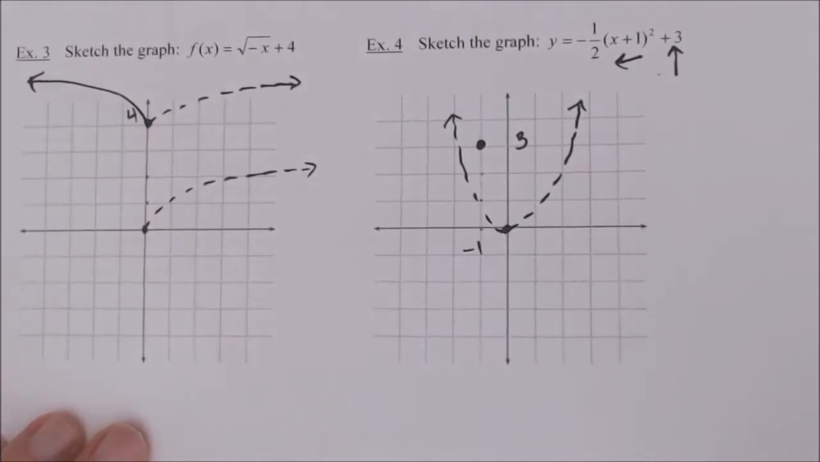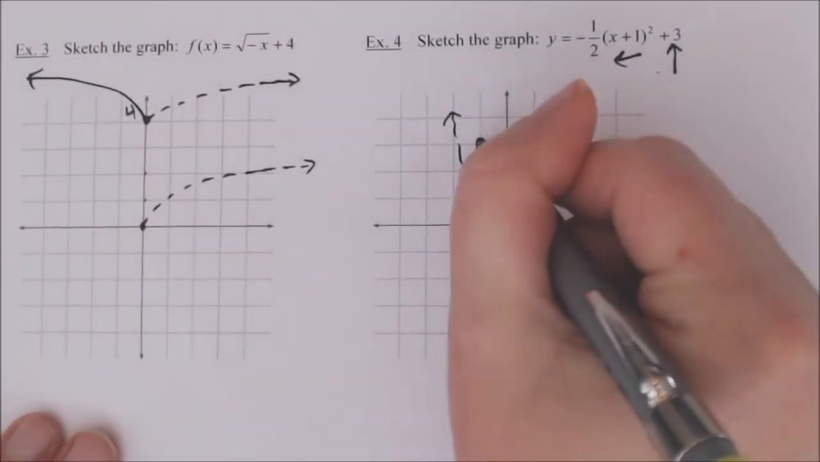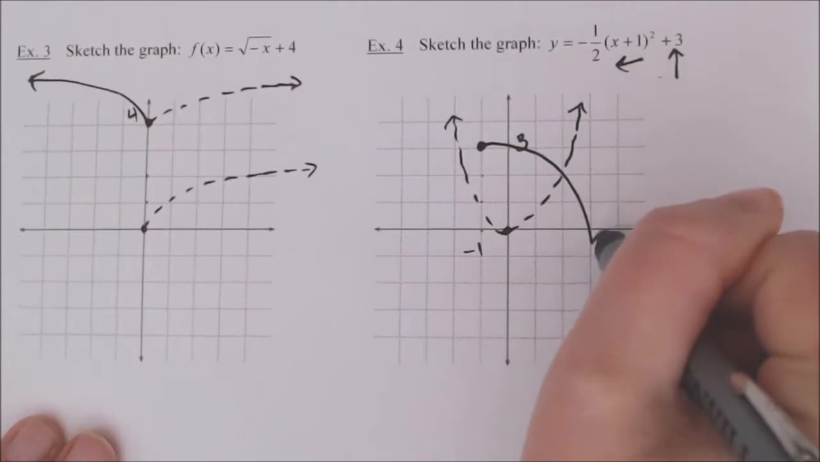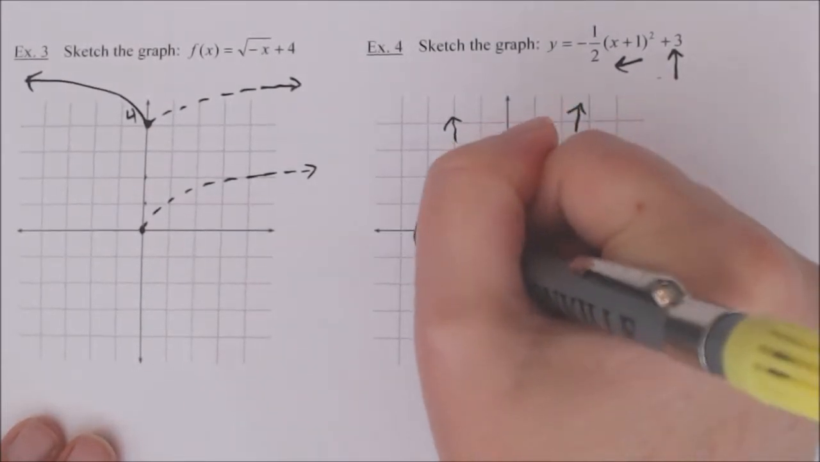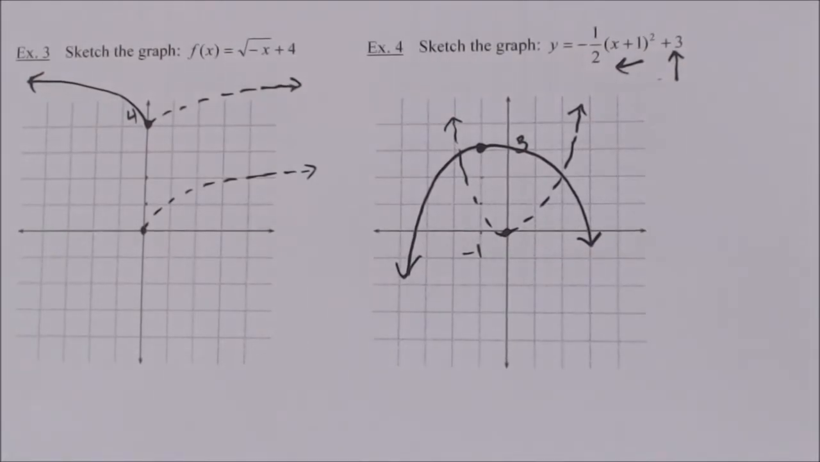And the 1/2 is going to cause it to shrink vertically. I'm not going to do a whole lot with this, but remember we said that means it makes it a little fatter or wider. This is most obvious, I think, with the parabolas because it makes it bow out a little bit. So it's opening down and it's going to be wider than everything else. And there's our new graph.